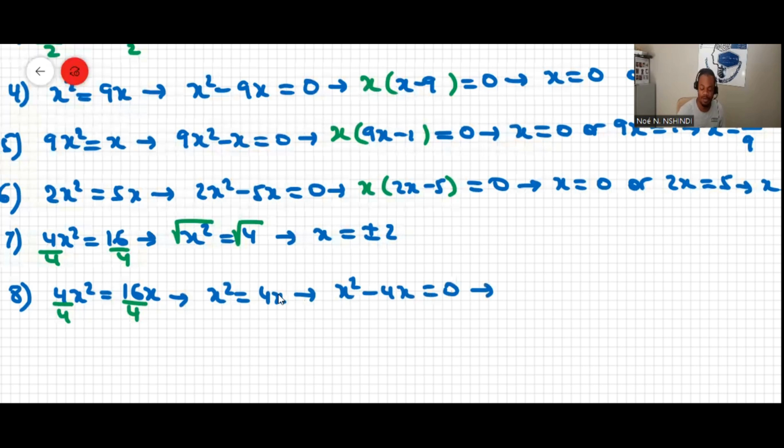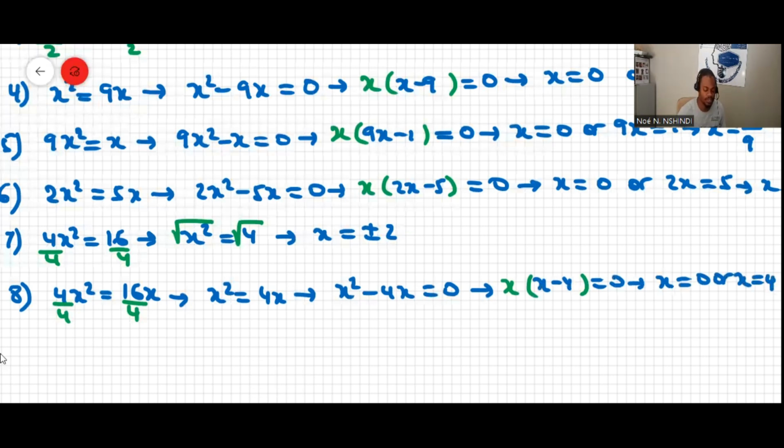Now we're going to look at the highest common factor. I didn't mention this, we don't divide by x here because we cannot exclude the case x is 0, because if x is 0, dividing by 0 will be undefined. Division by 0 is ruled out. So here we can just take the common factor x, and that will be x times (x minus 4) is 0, which means x is 0 or x is 4.